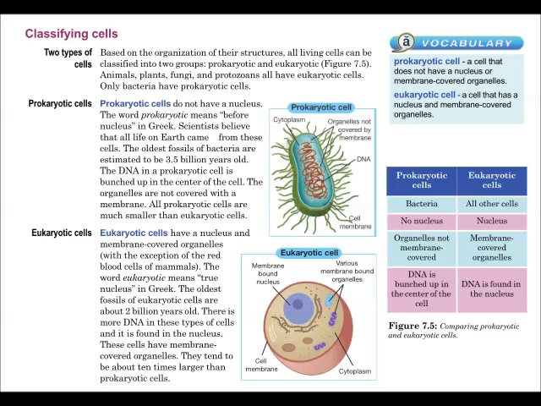Prokaryotic cells do not have a nucleus. The word prokaryotic means before nucleus in Greek. Scientists believe that all life on Earth came from these cells. The oldest fossils of bacteria are estimated to be 3.5 billion years old.